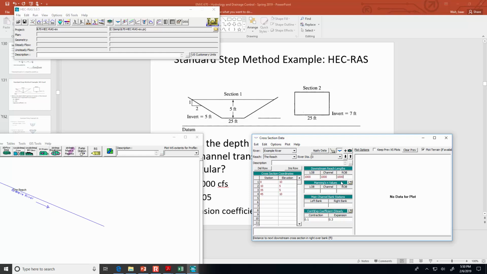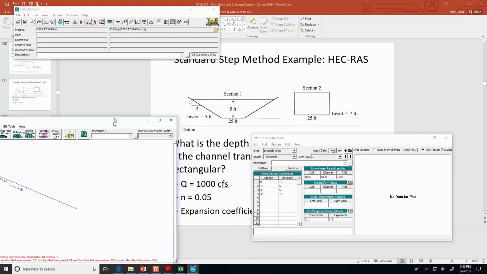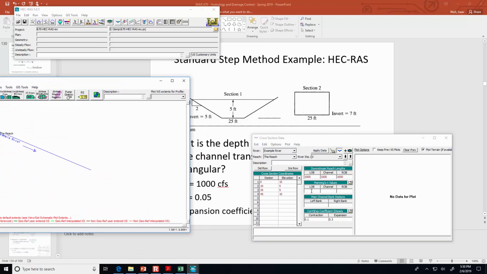So you can do irregular cross sections that would have different lengths, but we're just going to put in 1,000 for all of them. And then the N values, we're given that the N value is 0.05, and we'll apply that to the left, center, and right. 0.05, 0.05, 0.05. Okay.